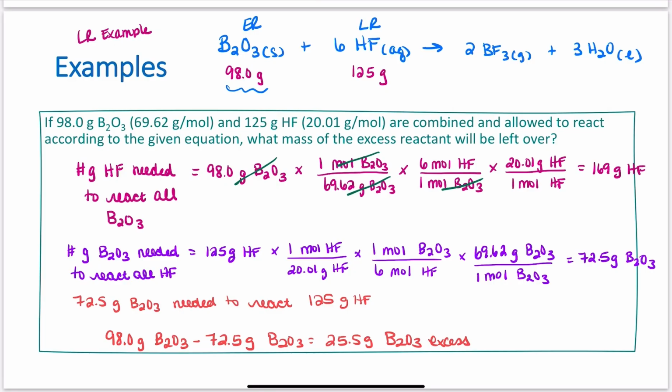Again, limiting and excess reactant problems, they could ask you what the limiting reactant is identity-wise, what the excess reactant is identity-wise. Once you find the limiting reactant, how much product can you make? How much excess remains, like this question asked here. We could pull percent yield into this. There's a lot of things we can do with these questions.